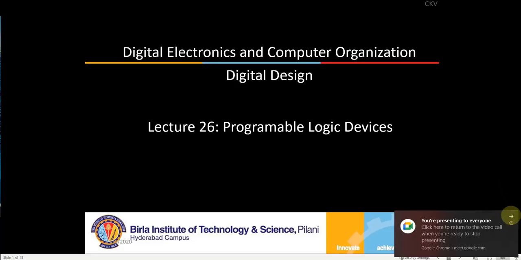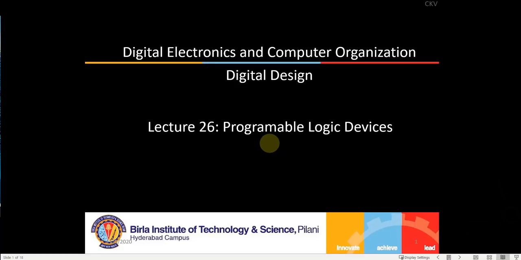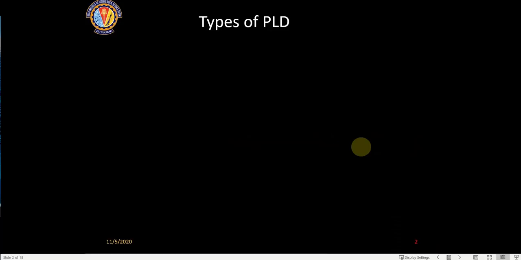Let's start today's class. Last class we learned about memory. Today we are going to learn about a new set of devices known as programmable logic devices. So what are the various types of programmable logic devices? What are these devices?